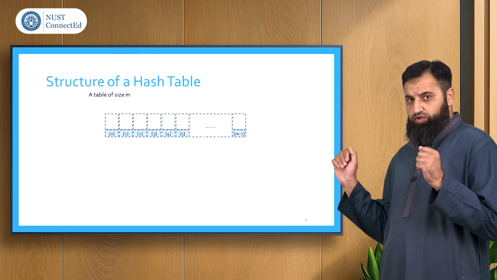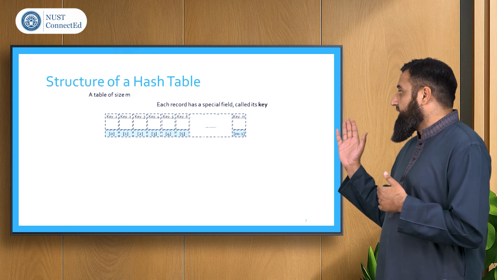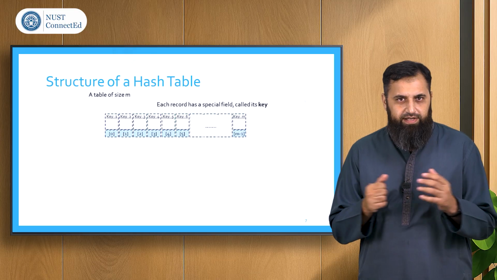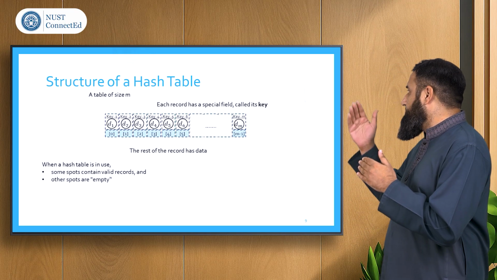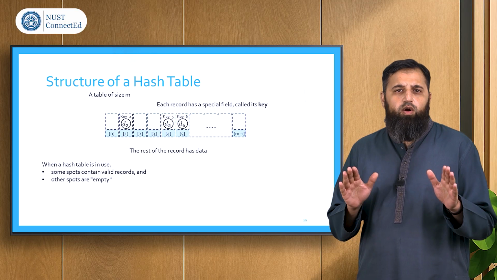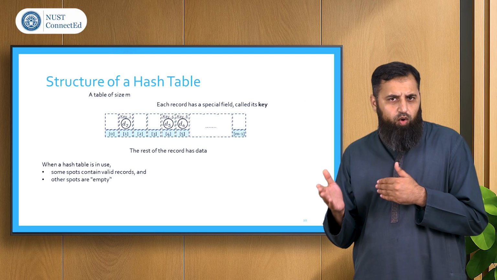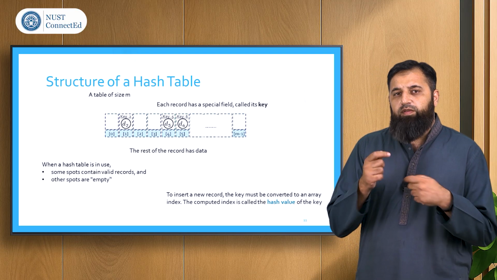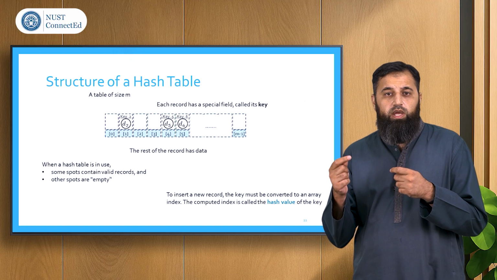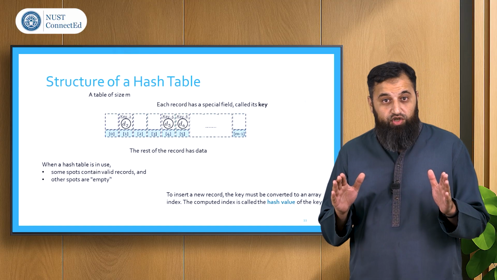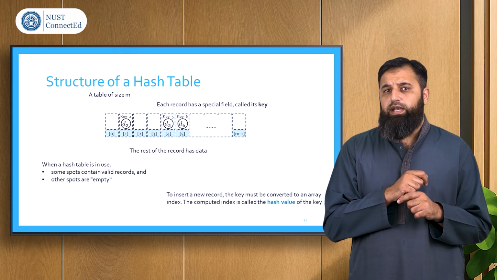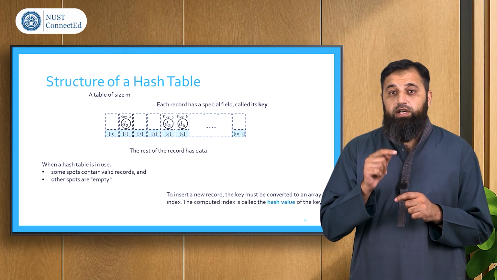Here's the structure we'll use. m is the number of slots, or the table size. Keys map to indices, usually between 0 and m minus 1. Many slots may be empty. Some hold a key-value record. Now, when we want to insert a new record, we convert the key to an array index using a hash function. That computed index is the hash value of the key.